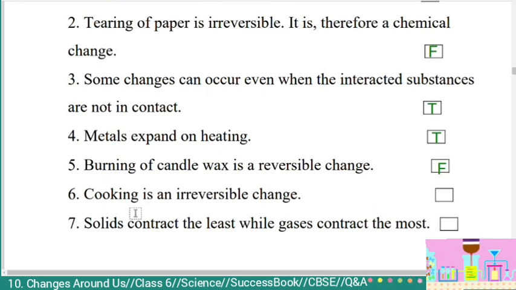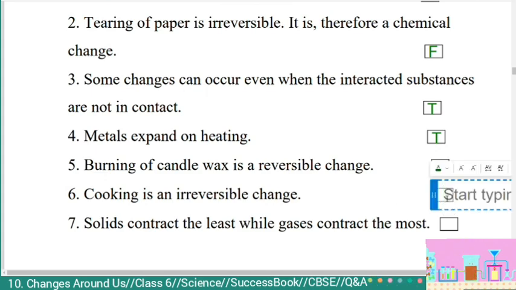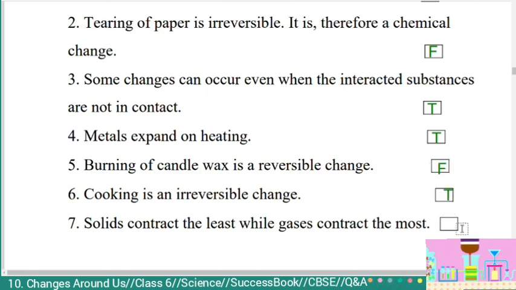Sixth, cooking is an irreversible change. True. Seventh, solids contract the least while gaseous contract the most. True.